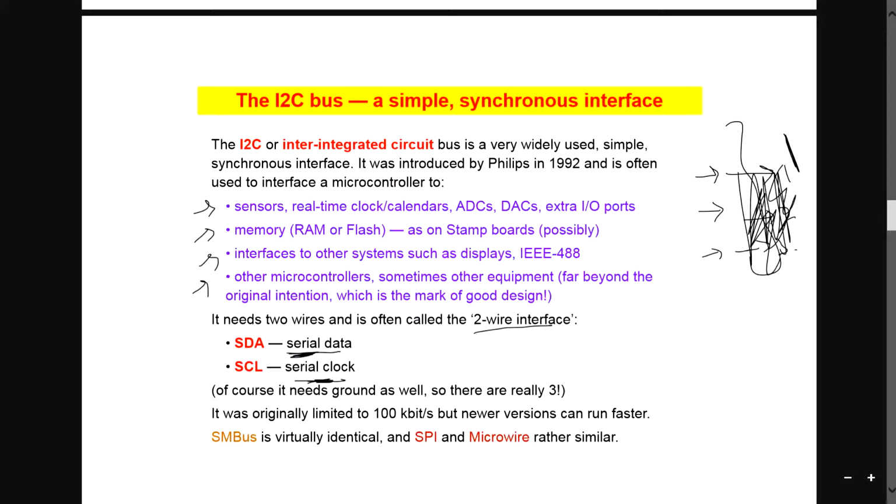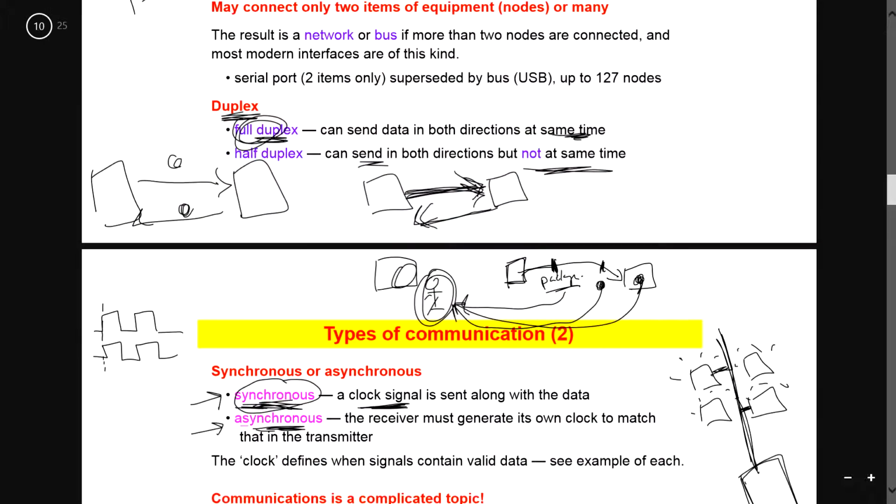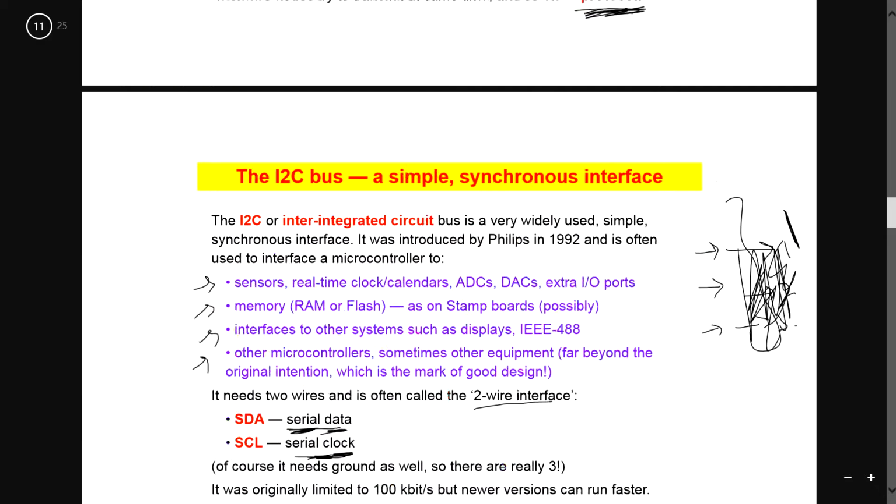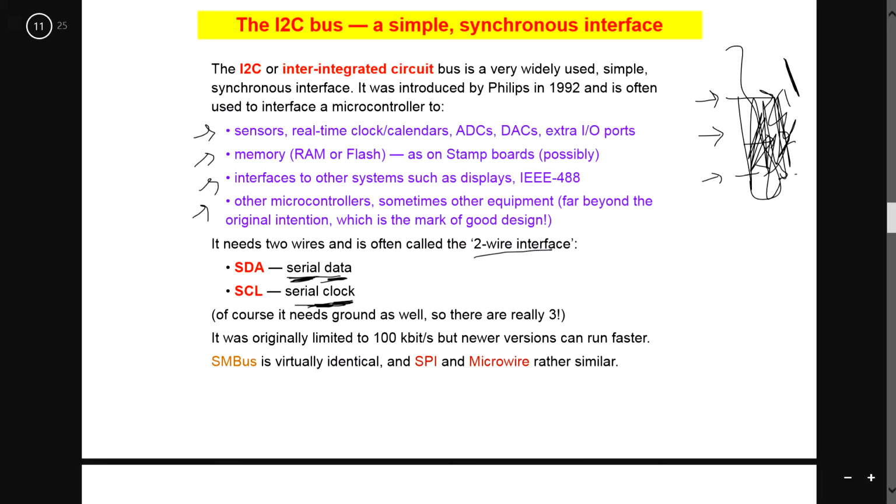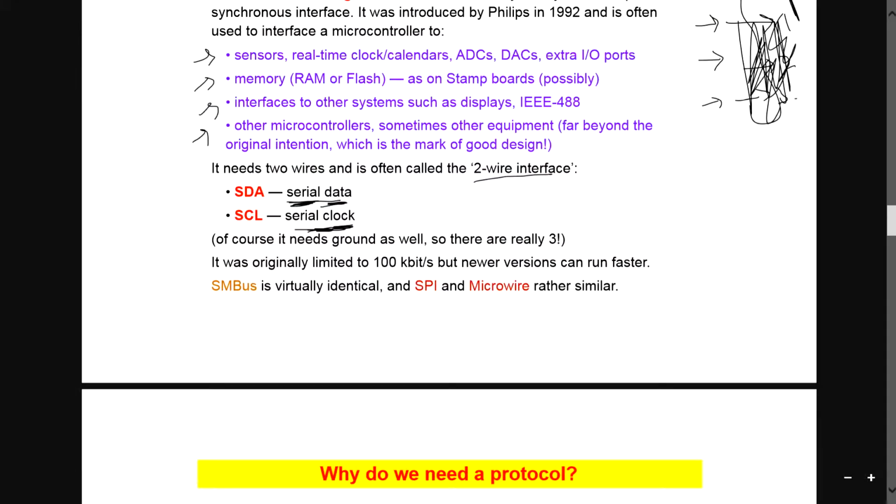In order to send the data, you need a clock to help you synchronize. So in the previous video, the definitions of synchronized, duplex and so on are all being used in this scenario right now. But nonetheless, do not forget that you also need a ground. So in this case, there are in total three wires, not two wires. So be careful of that.